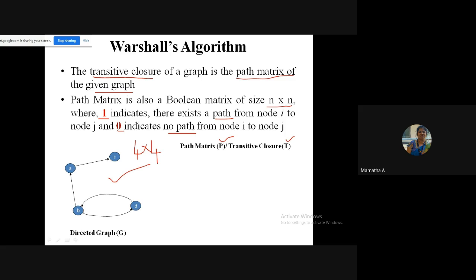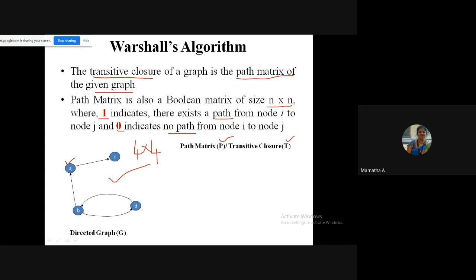Okay. Now tell me, consider the vertex A. Is there a path from A to A? Hope you know what a path is. Path means it is a sequence of edges. Source and destination, I can reach through a sequence of edges. Source and destination may not be the same. Through a sequence of edges, I can reach the destination vertex.